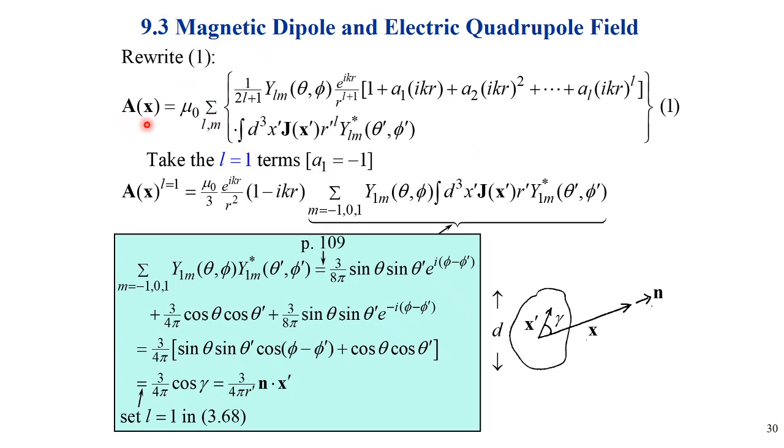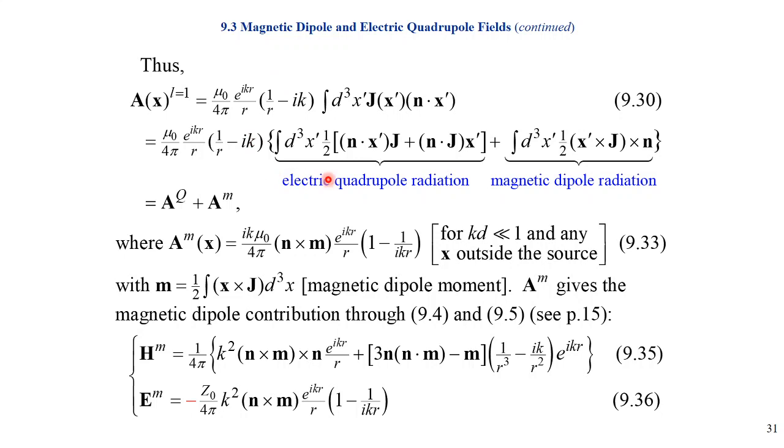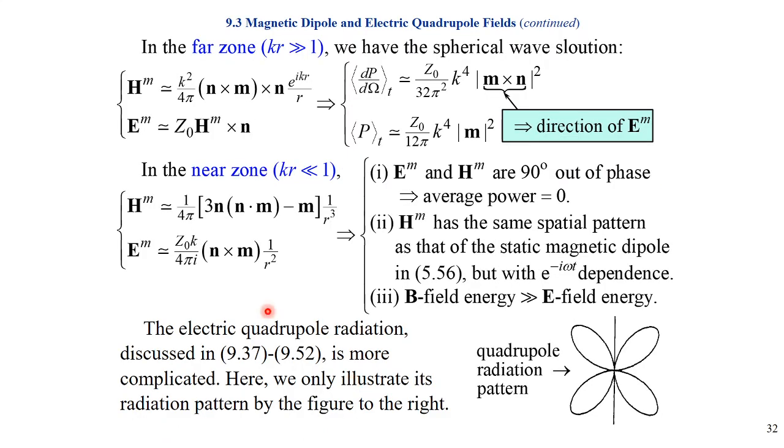And then we will consider the higher order term, L equals 1. For L equals 1, we will consider M equals minus 1, 0, and 1. And then we get other terms, magnetic dipole and electric quadrupole. So we get two terms. The first term is related to electric quadrupole. The second term is magnetic dipole radiation. So eventually, we get H and E from these two terms. And we still divide into far zone here and near zone here. The near zone is once again out of phase, so average power is 0. The far zone, of course, is in phase, so average power is not 0 at all. The Poynting vector will be here.